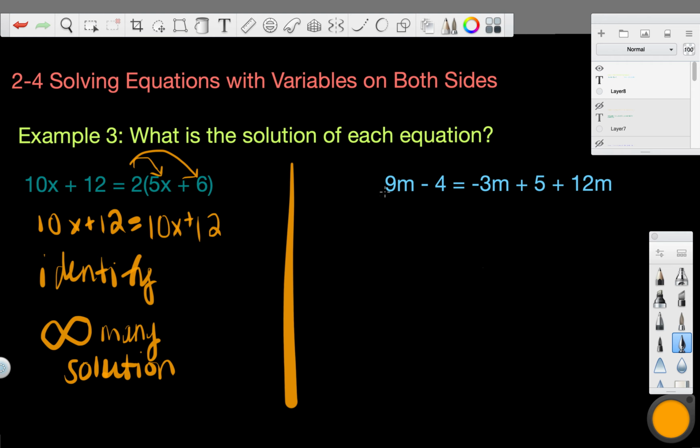So I see 5 terms. My left-hand side is 9m minus 4, and my right-hand side is negative 3m plus 5 plus 12m. We know from the last section that I can combine these two terms because they're both m, they're like terms. So if I combine these two, I get negative 3m plus 12m. That is going to give me 9m.